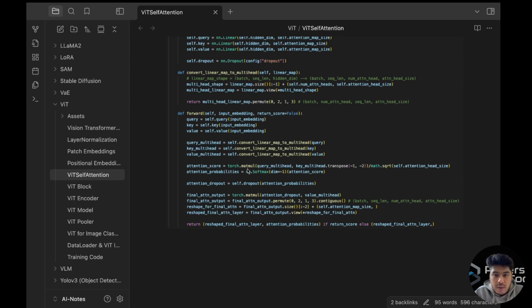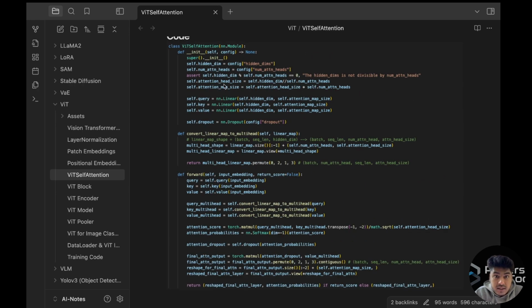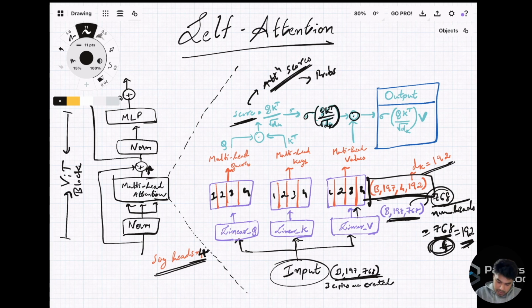So we do a torch dot matrix multiplication of query multi-head and transpose of key multi-head, divided by math dot square root of self dot attention head size. Self dot attention head size is self dot hidden dimension divided by self dot attention heads. If we look at our diagram, it is basically 192, the division.